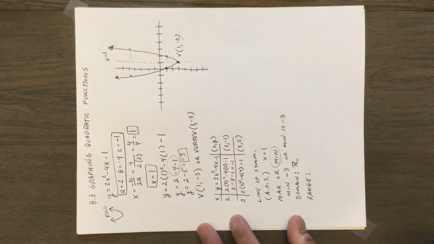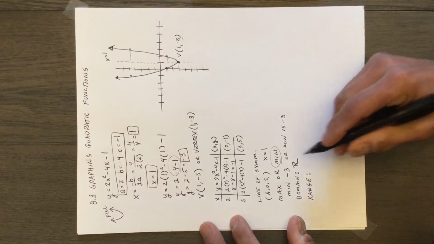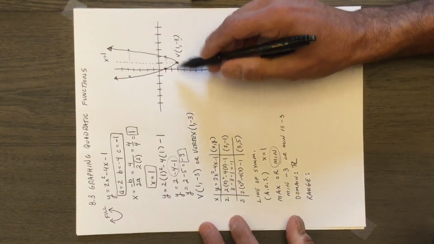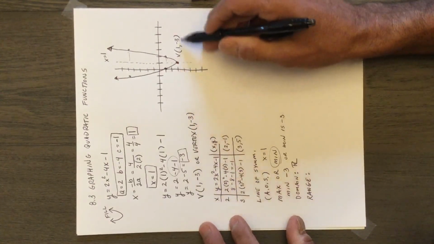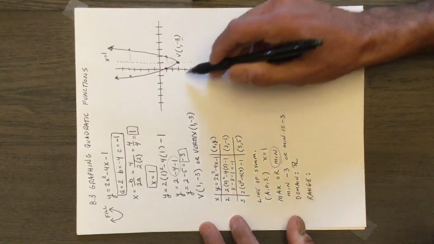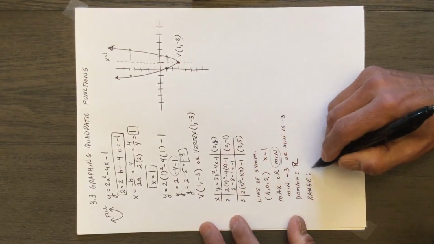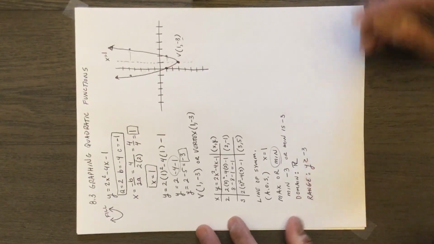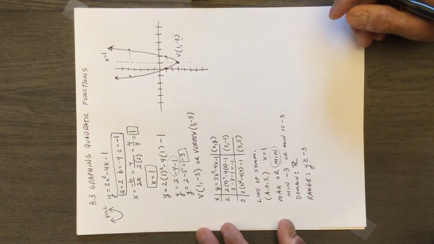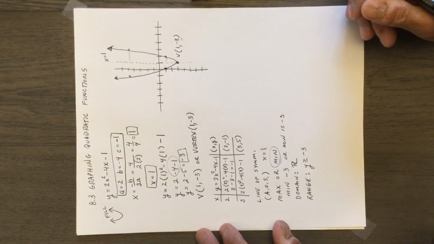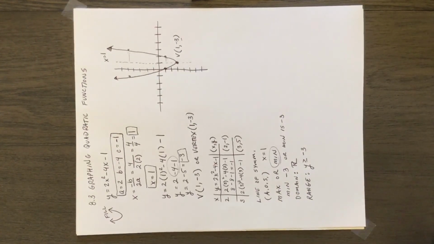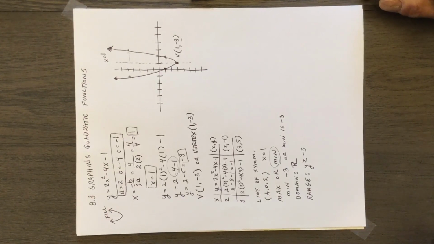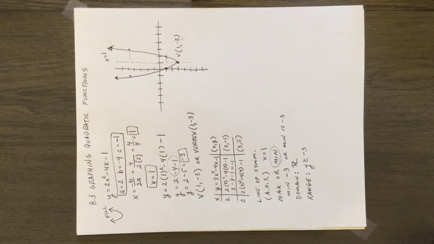Range. This is a little tricky, okay? Your range on this problem is going to be, since our minimum value is -3, that's the lowest it can go. So y has to be greater than or equal to -3, okay? So basically, that's it. I can do another problem for you, and that will be one of the problems from our homework. Let me help you with that one.